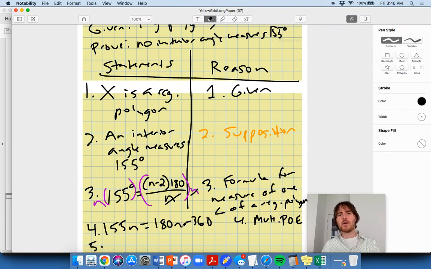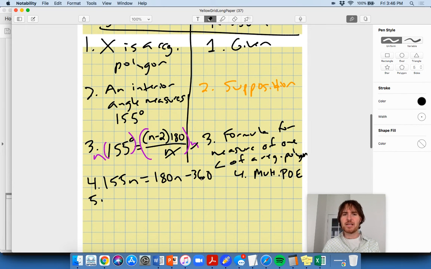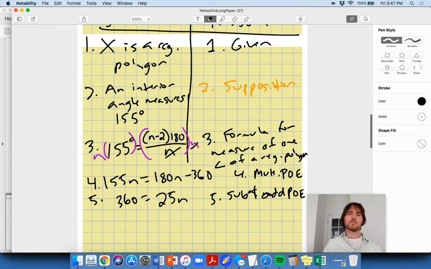Step 5, I'll add 360 to both sides. I'll subtract 155n from both sides. So then I get 360 equal to, what is this here, 25n, right? 180n minus 155n is 25n. So that was the subtraction and addition property of equalities.